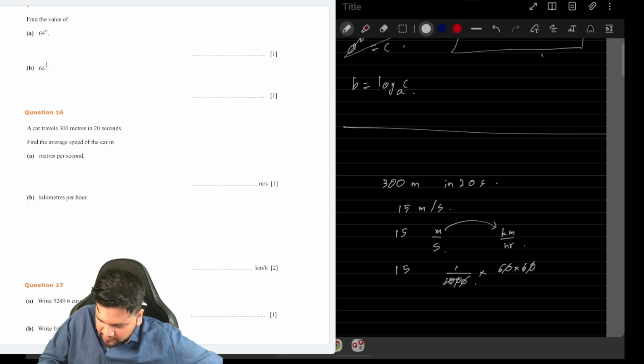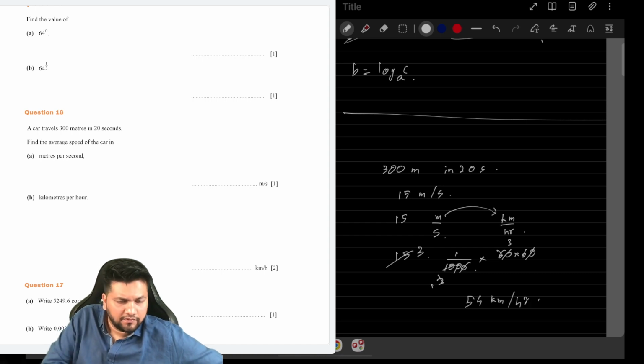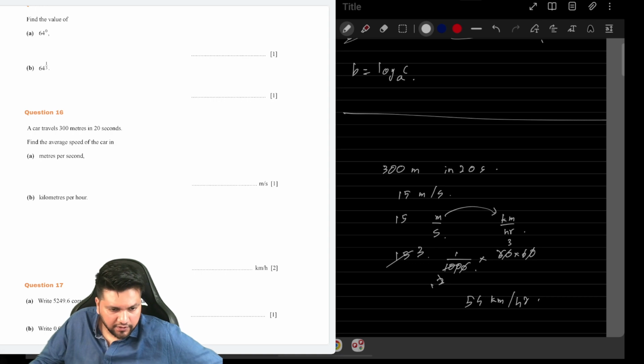In fact, we can solve it. This is 2, this is 3, this is 2 again, this is 3, so 18 times 3, which is 54 kilometers per hour. Kind of makes sense also. Obviously you don't get answers for a car like 540 kilometers per hour or 5.4.